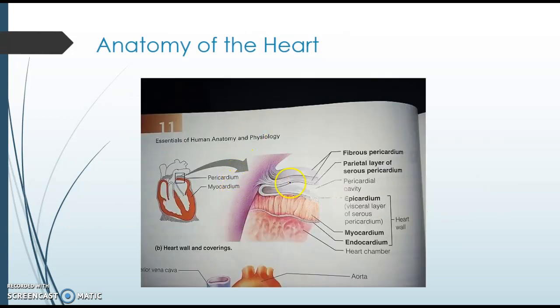So if we take a look, here is the fibrous pericardium. That's going to be your outermost portion. That's going to be a really hard, tough connective tissue layer. And then these layers here are going to be the serous membrane. And you can see that there is a cavity right here, and that's where the serous fluid is going to flow through. Here's your myocardium, that really thick layer of cardiac muscle, and then your innermost layer is going to be the endocardium, which is this nice thin layer of epithelial tissue lining the inside of the heart.